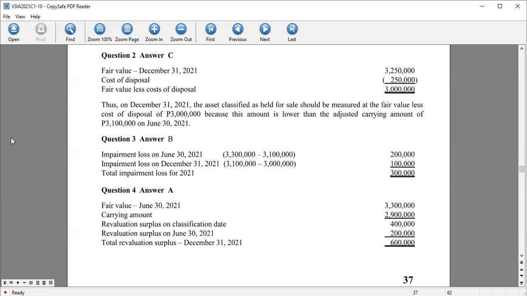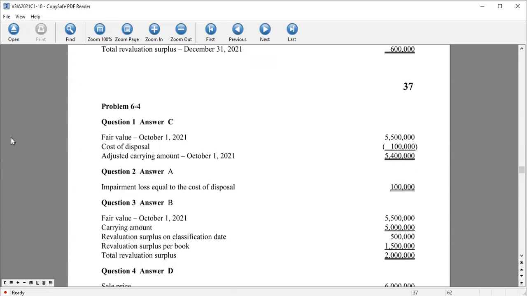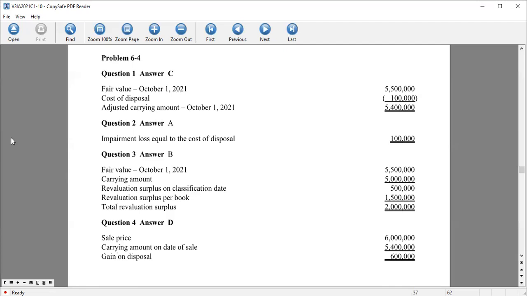6-4. 6-4 is another multiple choice problem with again 4 requirements. 1, what is the adjusted carrying amount of the land on December 31, 2021? So with the fair value on October 1, then deduct cost of disposal, the adjusted carrying amount on October 1 of 5.4 million. That's letter C. Then question number 2, the impairment loss equals 100,000. That's question number 2 for letter A.